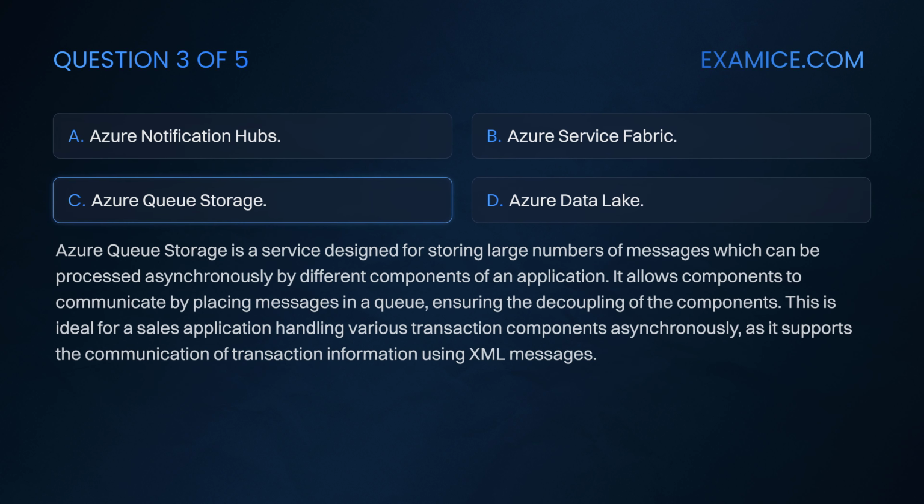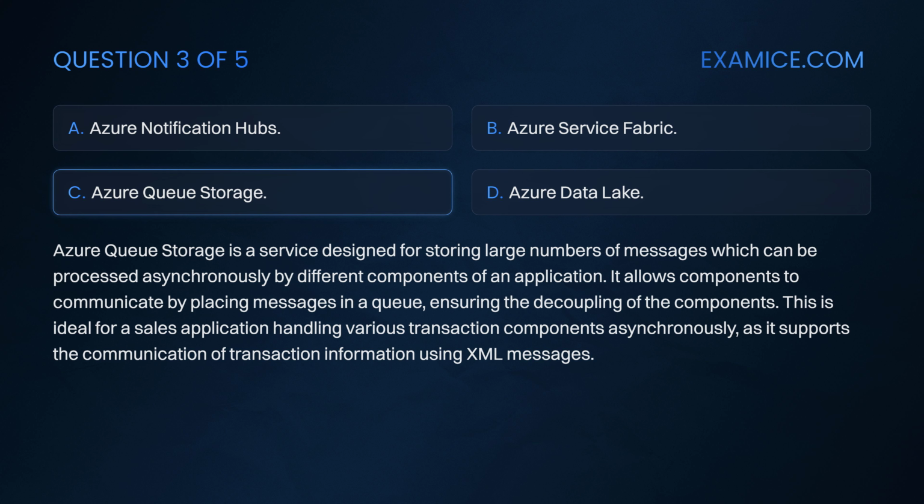Azure Queue Storage is a service designed for storing large numbers of messages, which can be processed asynchronously by different components of an application. It allows components to communicate by placing messages in a queue and ensuring the decoupling of the components. This is ideal for a sales application handling various transaction components asynchronously, as it supports the communication of transaction information using XML messages.